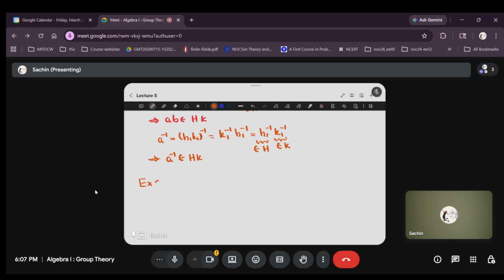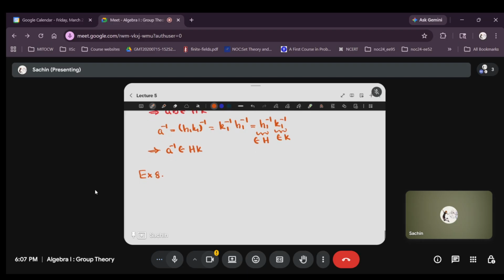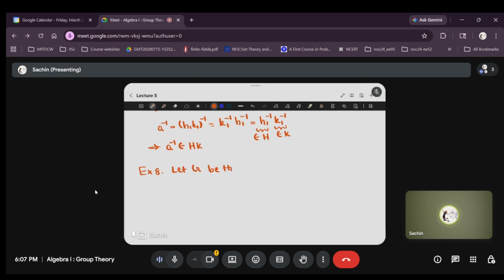Finally, we'll go with a non-example. That is, if every subset of a group was also a group, then there would be no point in talking about subgroups. So the fact that we are talking about subgroups means that there are subsets of a group which are not groups themselves.